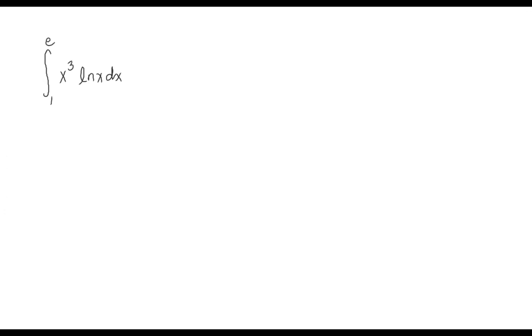Okay, so what do you guys think? What should I let u equal on this problem? Remember our fun little, yeah, ln x. ln is all the way over on the left-hand side. It's our best choice for u because we don't have a formula for integrating ln x. So we're going to let u equal ln x, and then dv gets to be everything else. dv gets to be x cubed dx.